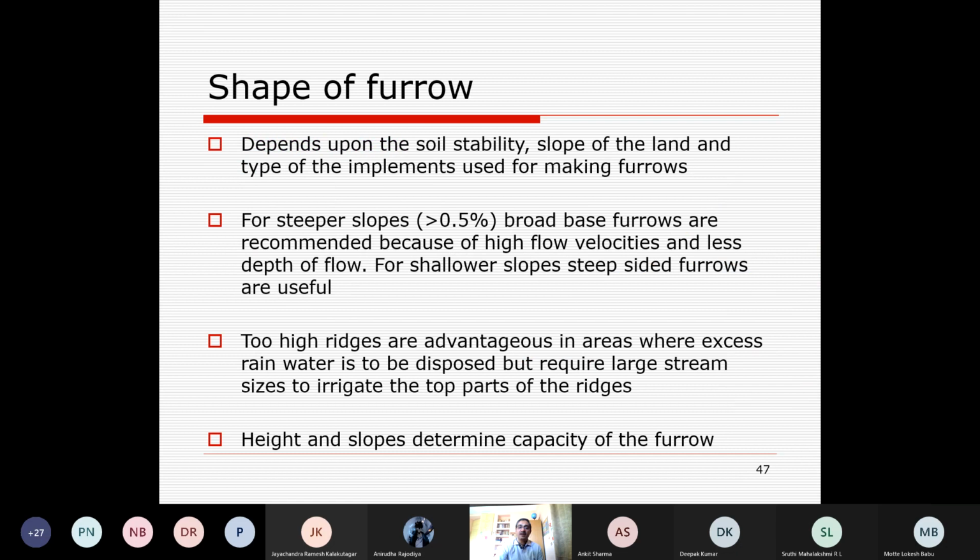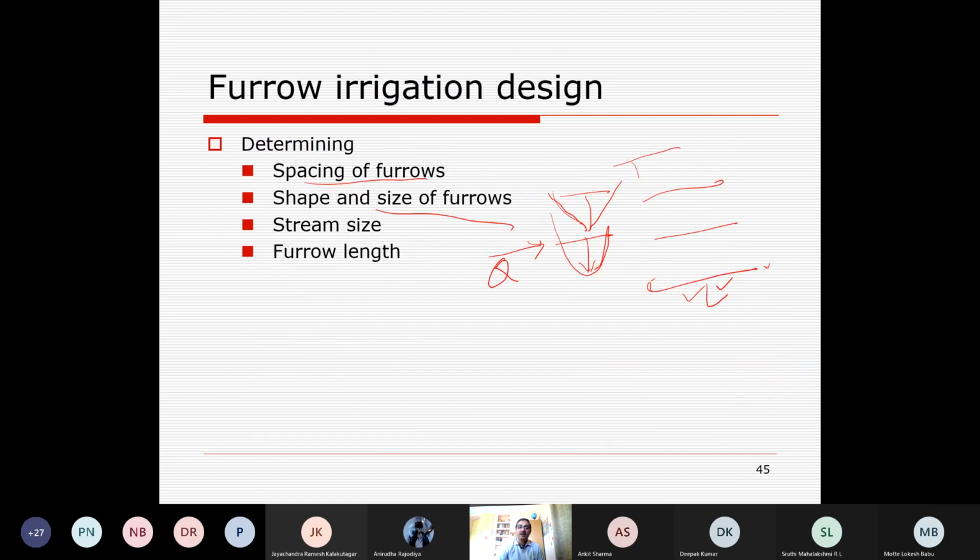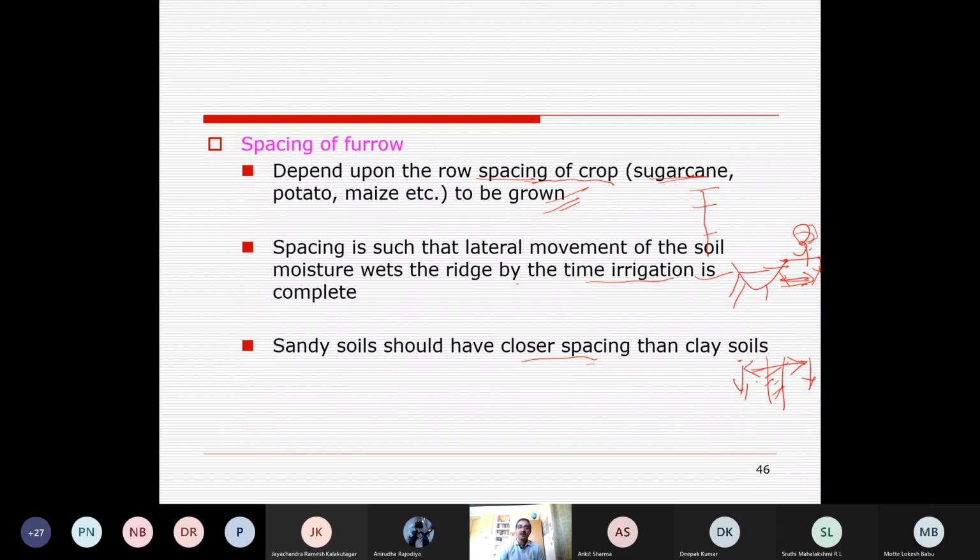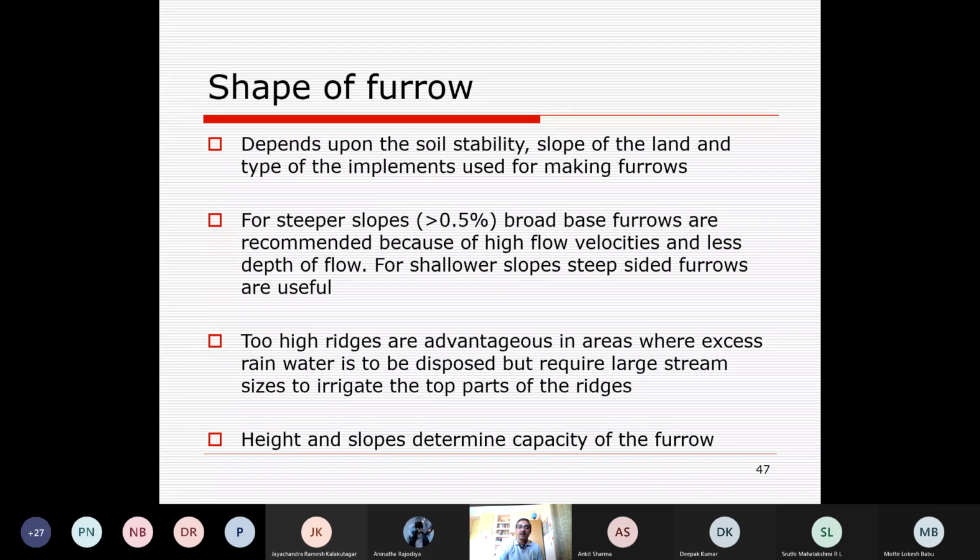What about the shape, after spacing, then shape and size of furrow? The shape of the furrow depends upon the soil stability. If it is sandy, certainly we need to have V shape, and if it is black soil, then we can have perpendicular sides, so U shape we can have. Then slope of the land, not only the soil, but slope of the land and type of the implements used for making furrows, whether bullock drawn or machine drawn, or a disc furrow opener. We need to find out what facility is available to develop the furrow condition in the field.